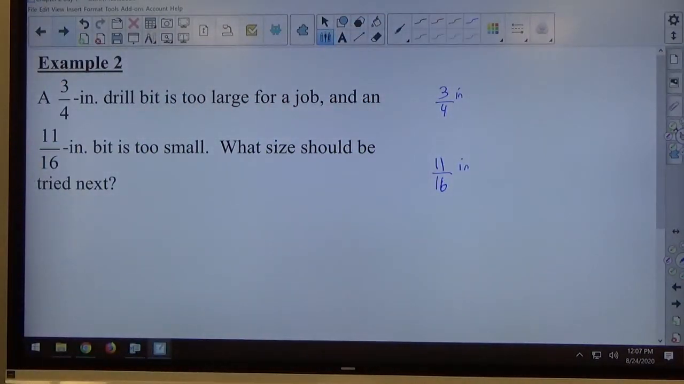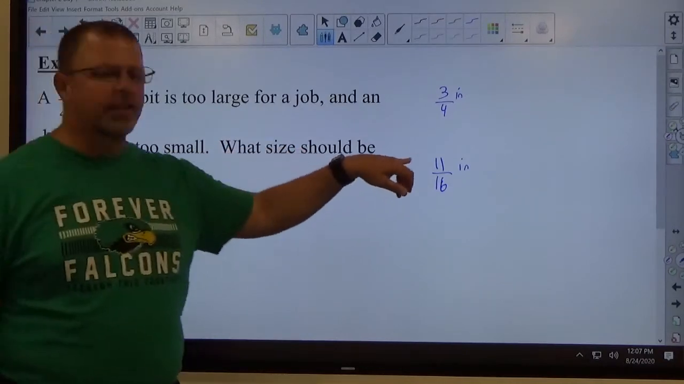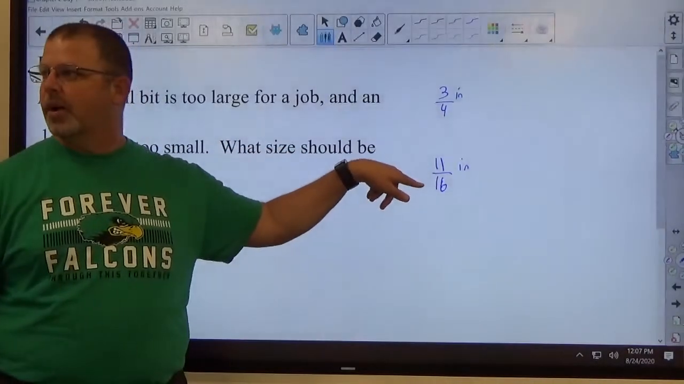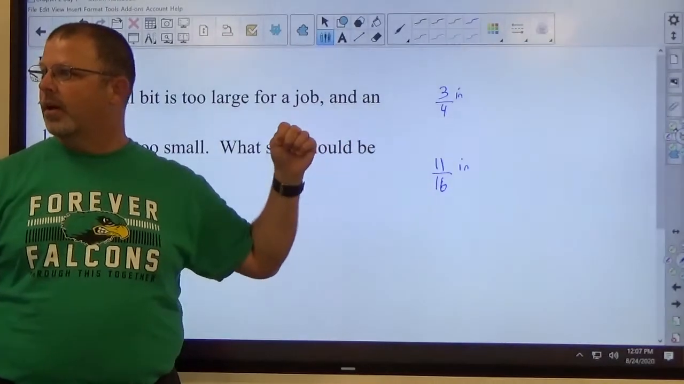4. Not 4, 16. We always go bigger, right? So we can make the smaller number bigger, but we don't, unless it reduces. All right. If this had, let's say, 12/16, right? Then we could say we can reduce it.